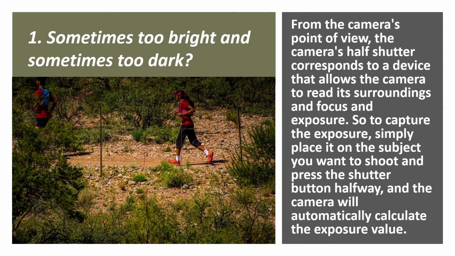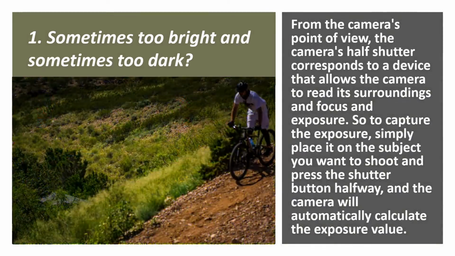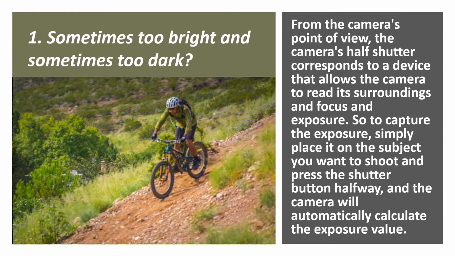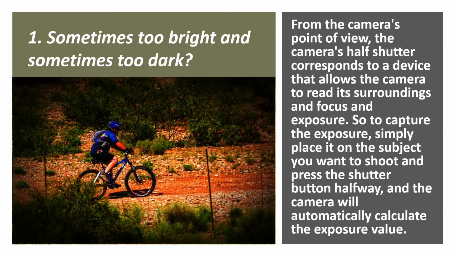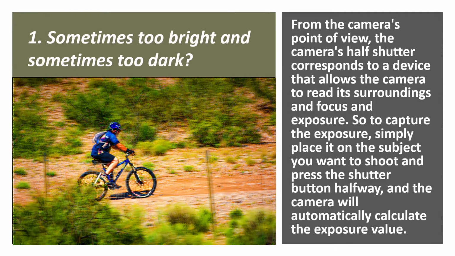One. Why are my photos sometimes too bright and sometimes too dark? From the camera's point of view, the camera's half shutter corresponds to a device that allows the camera to read its surroundings and focus and exposure. So to capture the exposure, simply place it on the subject you want to shoot and press the shutter button halfway, and the camera will automatically calculate the exposure value.